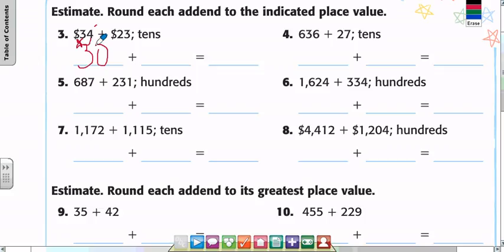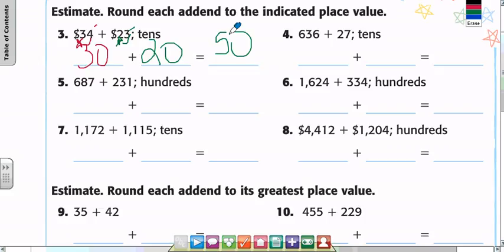Okay, now I have 23, round down to the nearest tens. What number is in the tens place? 2. Looking to the right, what does the 3 say? Okay, so the 2 stays the same, and replace the 3 with zeros. So you should have 30 plus 20. So 30 plus 20 would be 50.